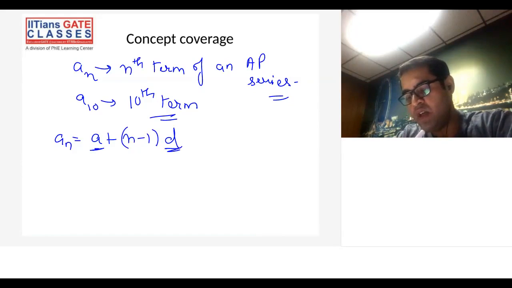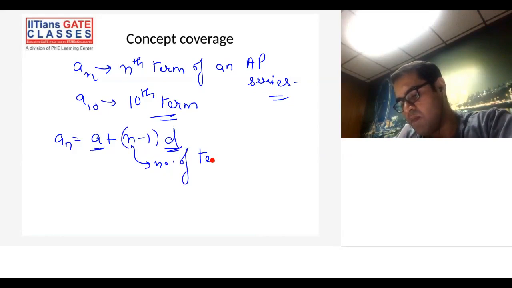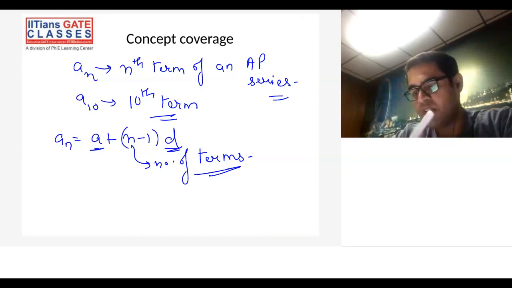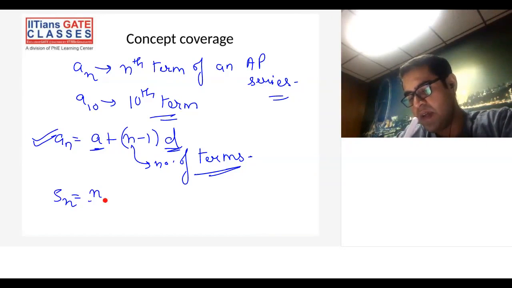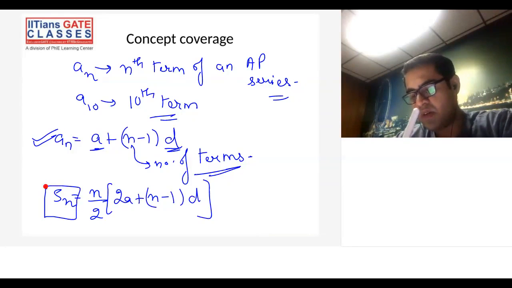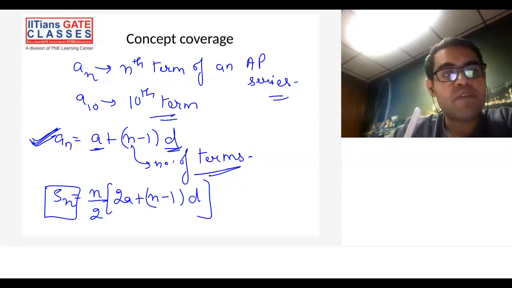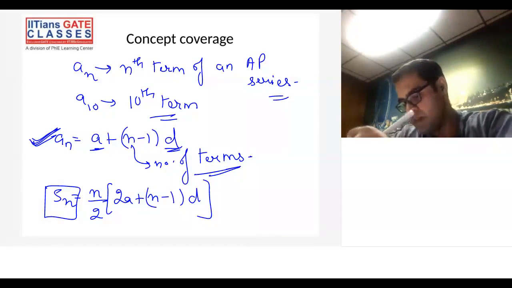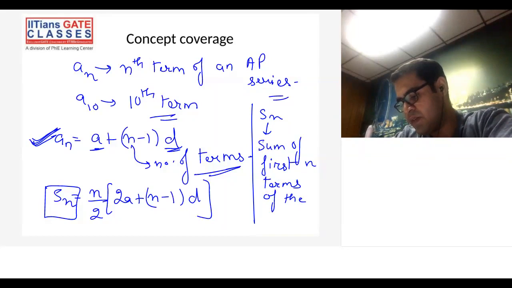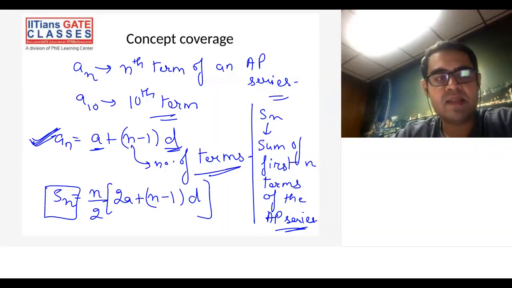A you already know, d you already know. N is the number of terms. This is one important formula, and the next formula is n by 2 into (2a plus (n minus 1) into d). This is Sn. So An is the nth term. Sn is the sum of first n terms of an AP series. I will just write it over here. Sn is the sum of the first n terms of the AP series. This is what we mean by Sn. An is the nth term. Sn is the sum of first n terms.